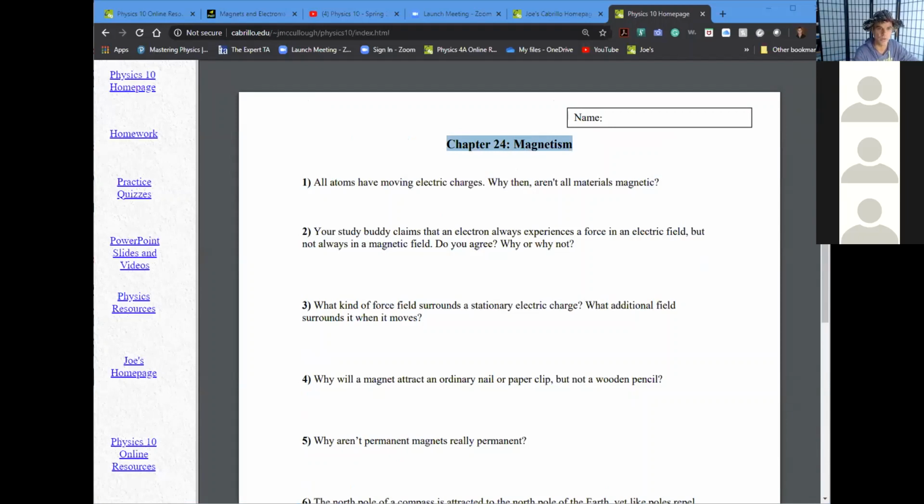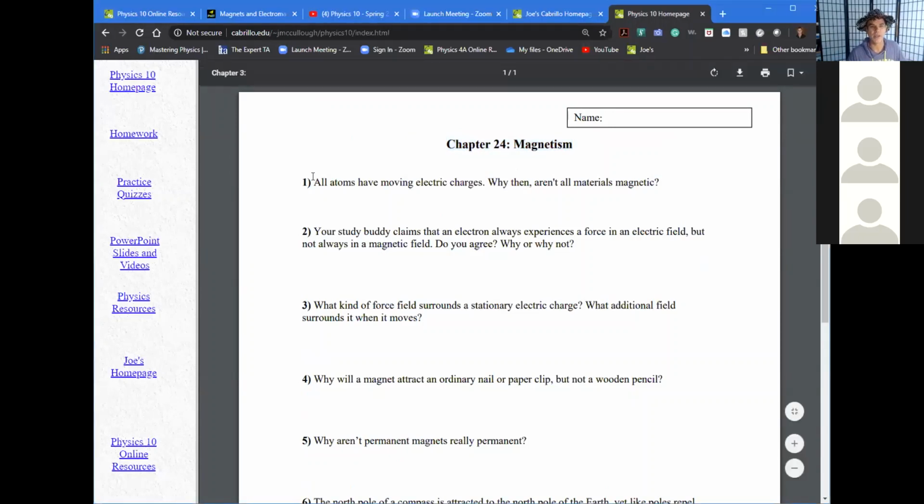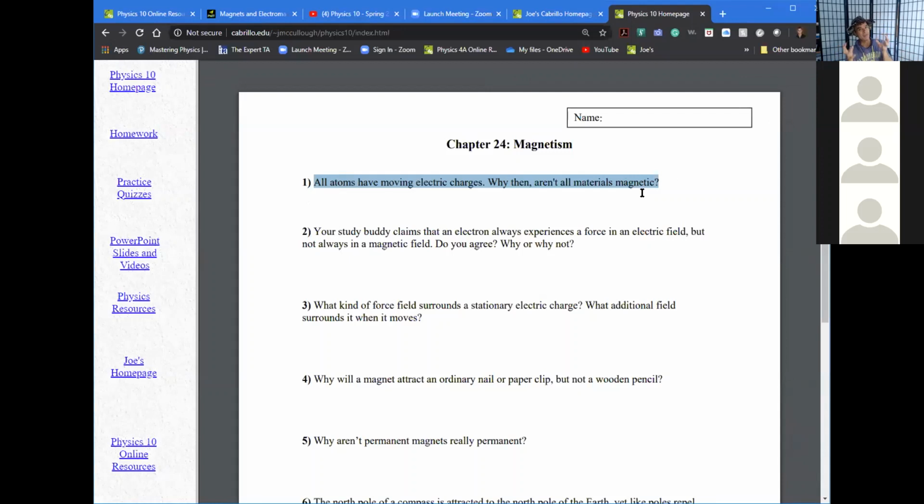So first one was, all atoms have moving electric charges. Why then aren't all materials magnetic? And it's similar to, all objects have trillions and trillions of charged particles. Why aren't they all charged? It's because, for charges, for every proton I have an electron, I have the same number of positive and negative charges.